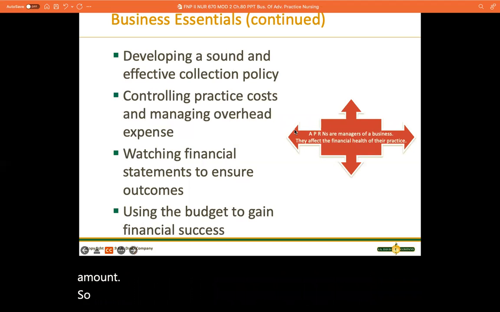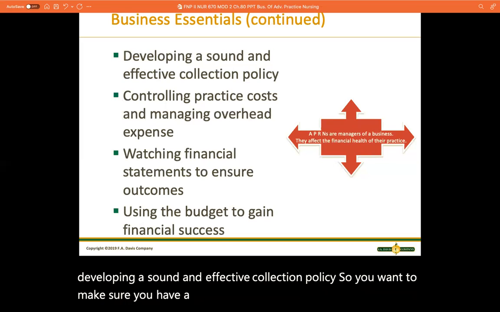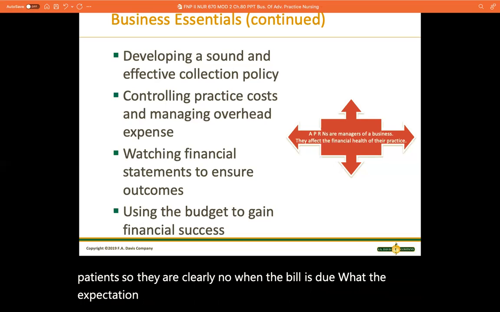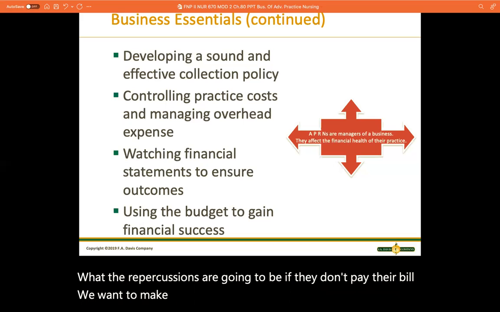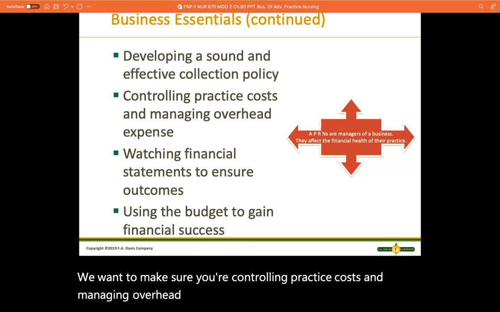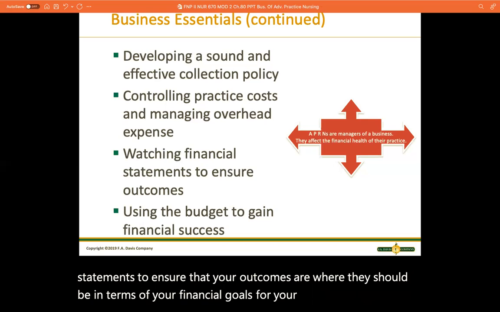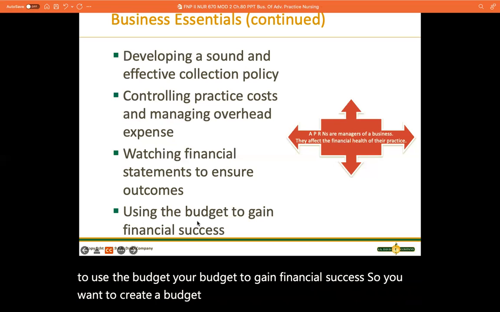So in terms of business essentials, we want to make sure we're developing a sound and effective collection policy. You want to make sure you have a policy written for your business and for your patients, so they clearly know when the bill is due, what the expectation is, and what the repercussions are if they don't pay their bill. We want to make sure you're controlling practice costs and managing overhead expenses. You want to watch financial statements to ensure that your outcomes are where they should be in terms of your financial goals for your business. And you want to use your budget to gain financial success. So you want to create a budget for your practice before you walk into it.